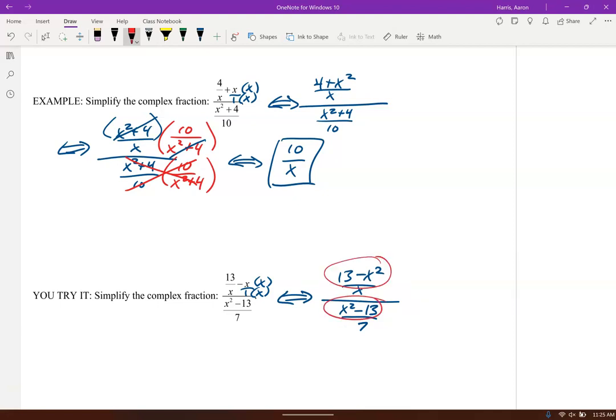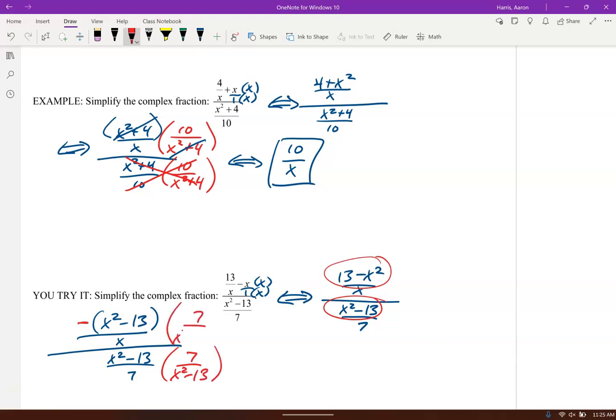So what I'm going to do is I'm going to take a negative out of that. If I take a negative out, that'll change those signs. See how that's negative x squared plus 13 is still the same thing, right? So I just took a negative out because when I flip this, that x squared minus 13 is going to cancel for me. So see that, and that ends up being gone. So what you're left with is the negative 7 all over x.